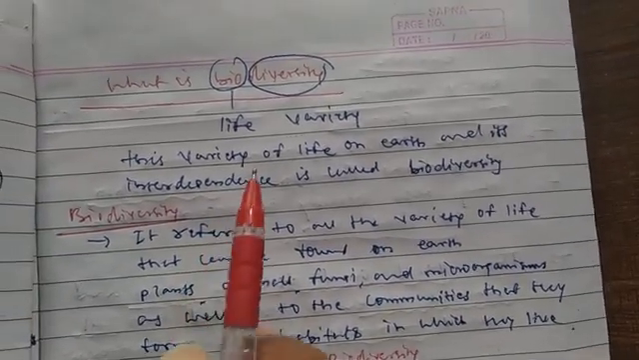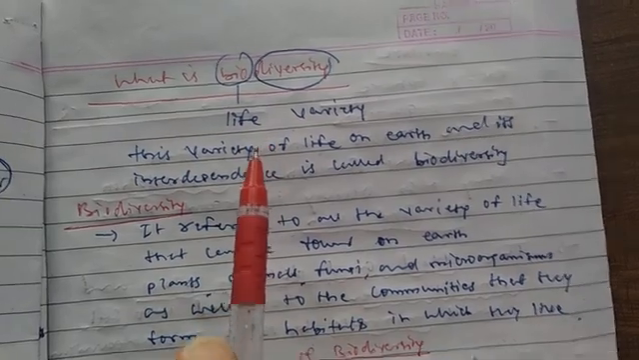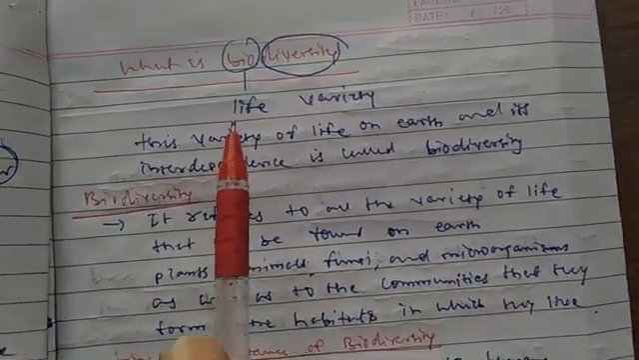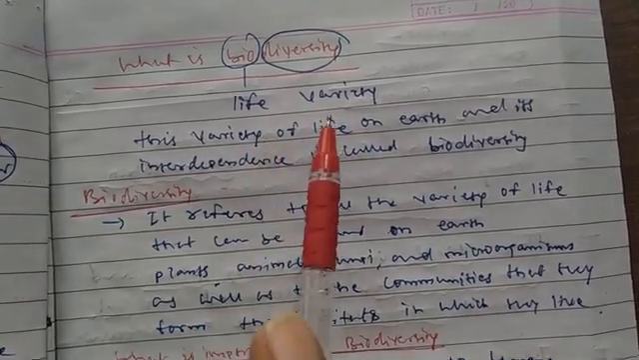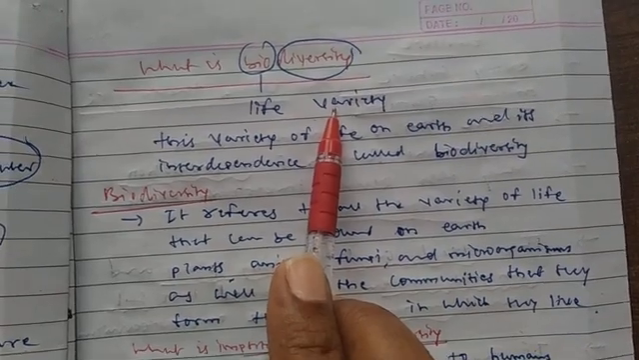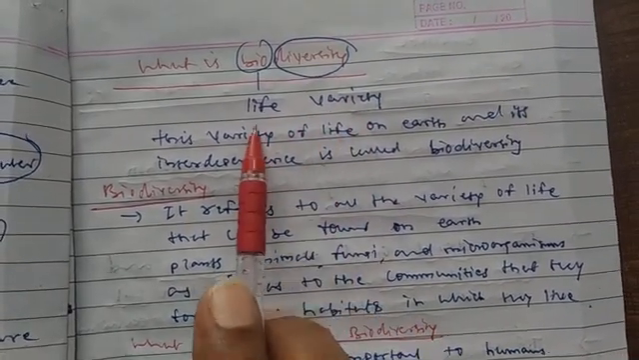See, biodiversity is a very important term. When you go to a higher standard, you will study biodiversity. This lesson does not give the information on biodiversity, but here I am explaining it to you. Bio means life, diversity means variety. It means the variety of life we see there.